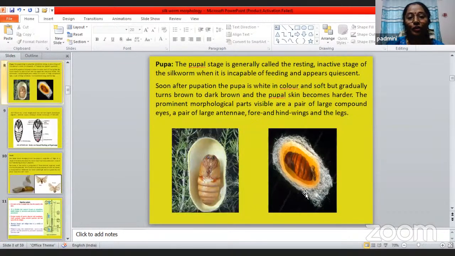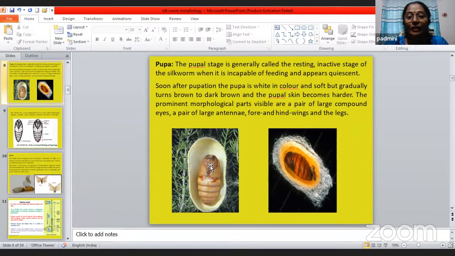Then when you're talking about the pupa stage, that is after the larval formation, the 5th instar larva, after each molting, the pupa stage is generally called the resting stage, because they need to rest. The larva, after eating voraciously, needs to rest for some time. Why? Because they have to undergo metamorphosis. There is a complete change of the body structures: it has to grow its wings, its appendages, its antennae, and the abdominal segments have to be well developed. So they have to have a resting or inactive stage.